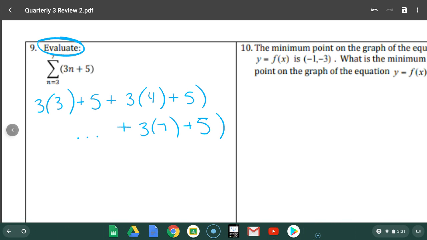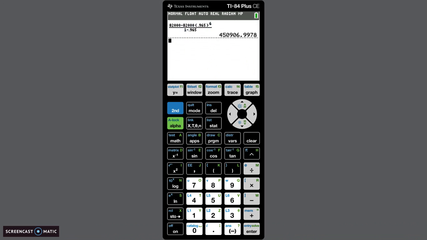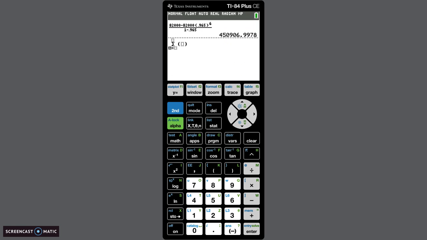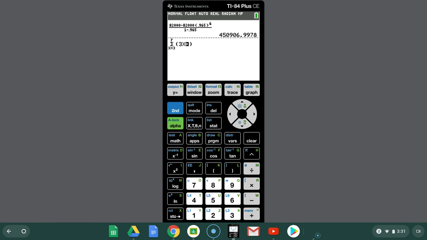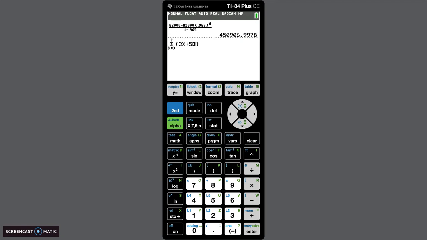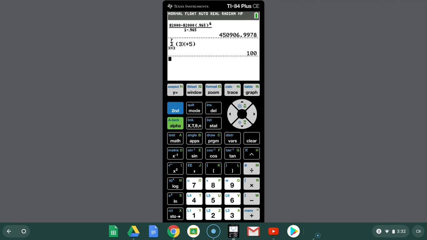But we can use the calculator here. So I'm going to go to alpha window again, and you'll see summation. That's the same as our sigma notation. And I'll just call this one x equal to 3. I'll go up to 7, and I'm going to plug in 3x, just to remind myself what it said, plus 5. And we'll get 100. So you're adding all those pieces up to get the sum. So you should have gotten 100 for that one.